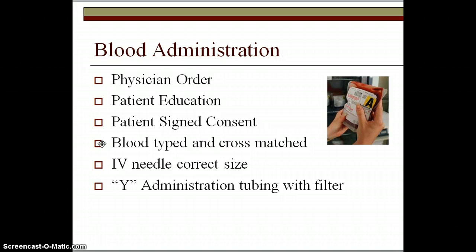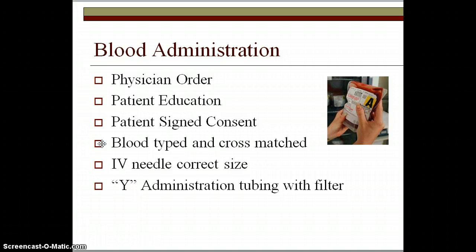When you begin the transfusion, the doctor writes the order, we educate the patient, sign the consent, and we get the initial vitals, especially a temperature, because if it's elevated, you would want to call the physician before starting the blood. Make sure the patient has a correct IV that's 18 or 20 before the transfusion.